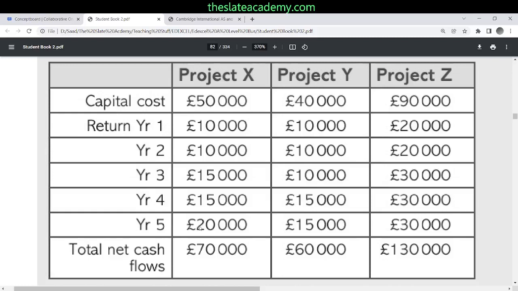That net return of 20,000 was earned in how many years? 5 years. Per year, how much did you earn? 4,000. You earned this 4,000 over what investment? 50,000. So if you divide this annual return over the investment which helped you earn it, you will get the rate of return.